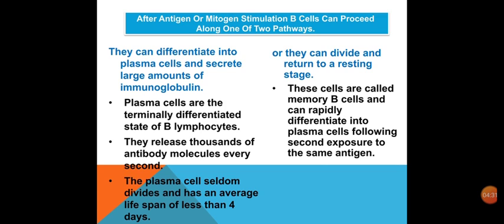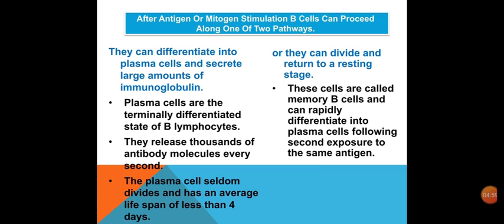After antigen or mitogen stimulation, B cells can proceed along one of two pathways. They can differentiate into plasma cells and secrete large amounts of immunoglobulin, or they can divide and return to a resting stage. Plasma cells are the terminally differentiated state of B lymphocytes.